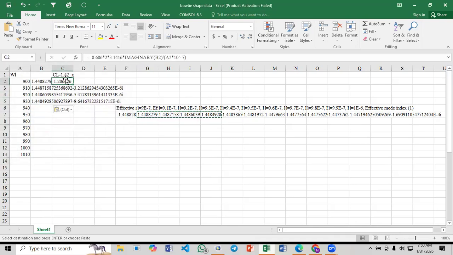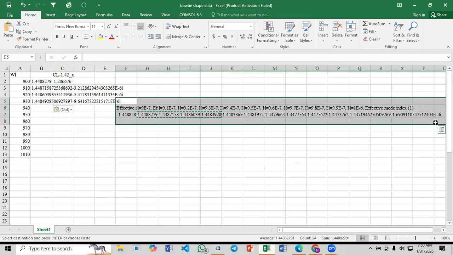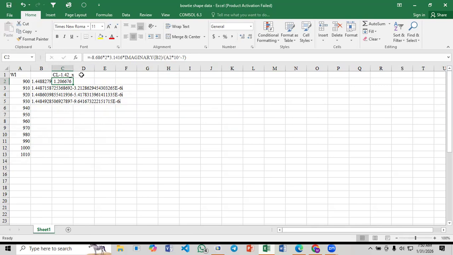And then you have to write this equation actually. Let me explain this equation. You have to write minus 8.686 into 2 into 3.4, it's actually pi, into the imaginary part of the effective mode. And then we divide it by wavelength into 10 to the minus 7, because the value of wavelength is in nanometers. That's why we are dividing it by 10 to the minus 7.